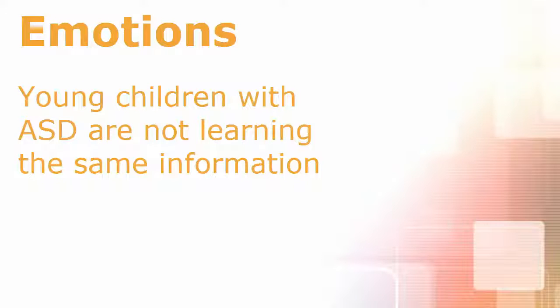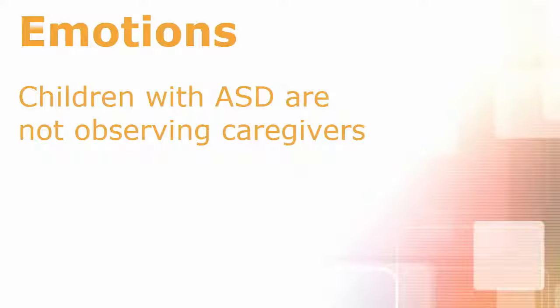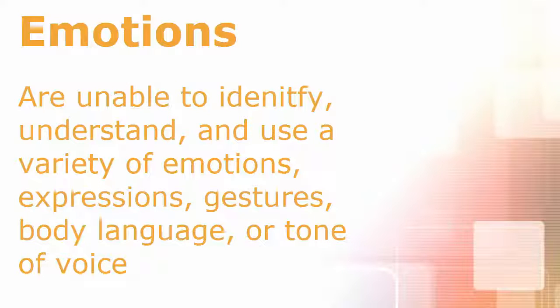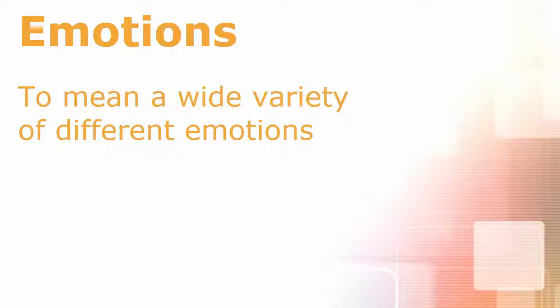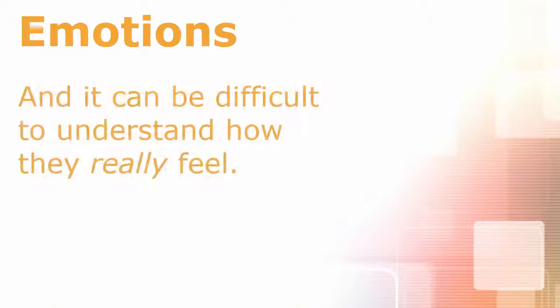Due to the characteristics of autism, young children with ASD are not learning the same information. Often, children with ASD are not observing caregivers in the same manner as their typically developing peers and are unable to identify, understand, and use a variety of emotions and their corresponding facial expressions, gestures, body language, or even tone of voice. Some individuals with autism express the same facial expressions and body language to mean a wide variety of different emotions, and it can be difficult to understand how they really feel.